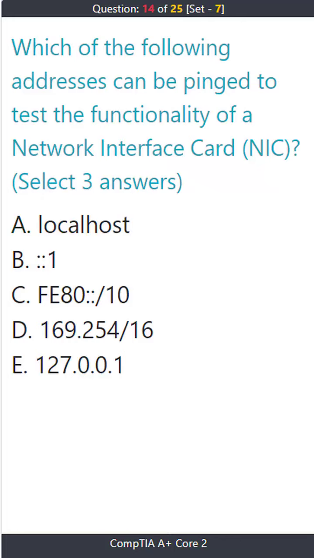Question 14. Which of the following addresses can be pinged to test the functionality of a network interface card, NIC? Select 3 answers. A. Localhost. B. ::1. C. FE80::1. D. 169.254/16. E. 127.0.0.1.